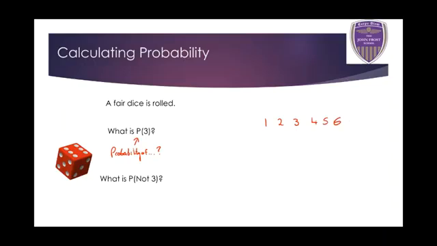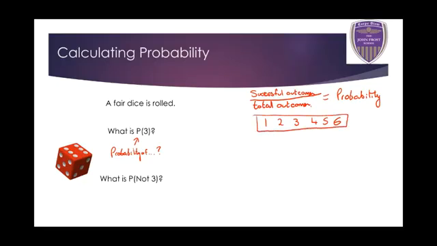So if we think about the formula again for probability, we talked about successful outcomes divided by total outcomes. And that is how you work out your probability. So in this example, what is the probability of rolling a 3? Well, we've drawn out all the possible outcomes, of which there are 6, because it's a 6-sided dice. So that means our answer is going to be something over 6.